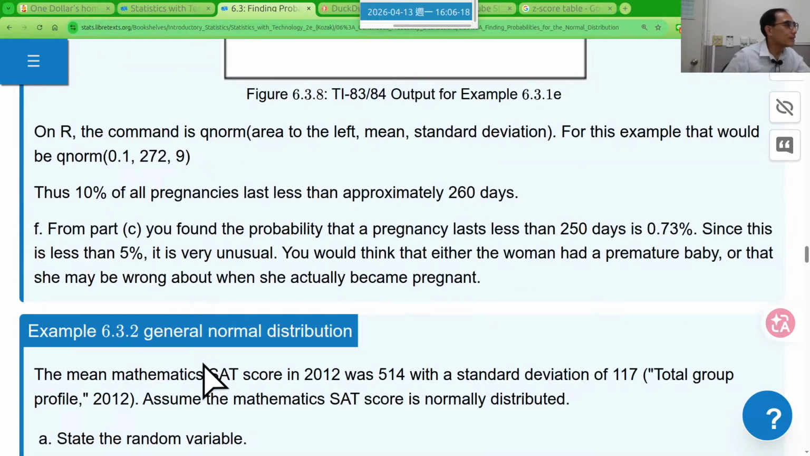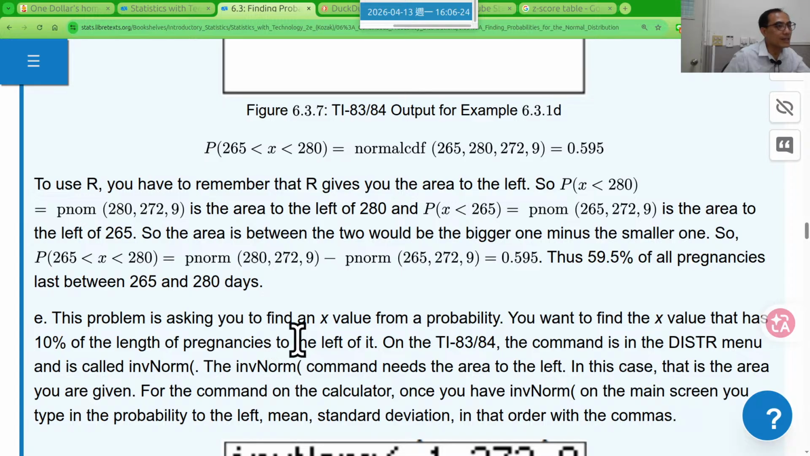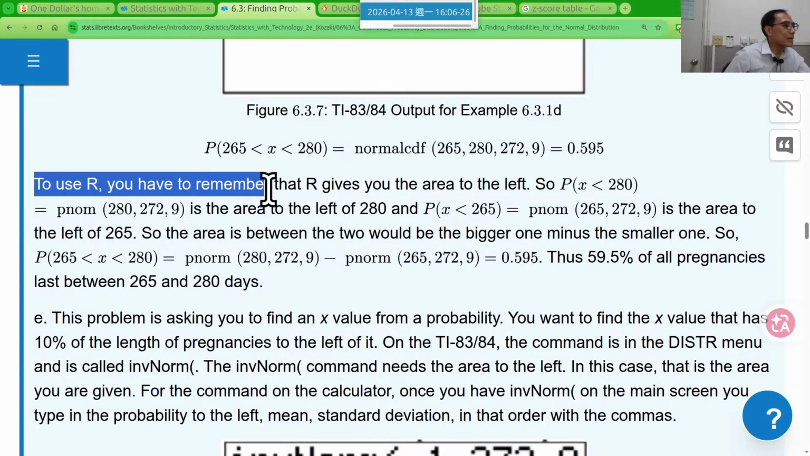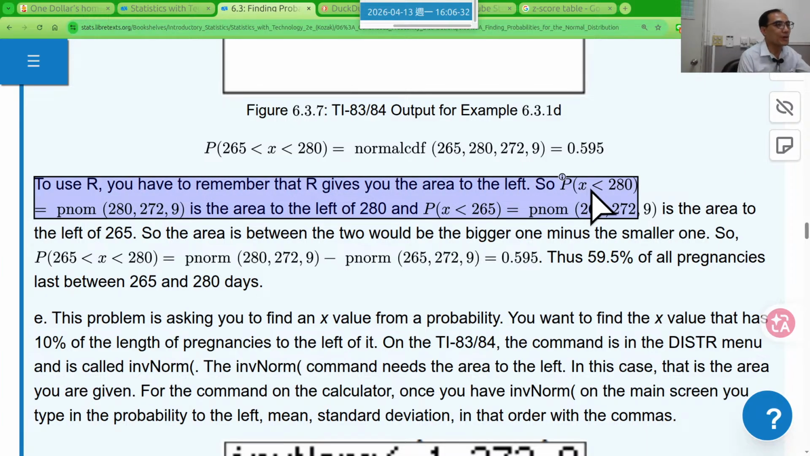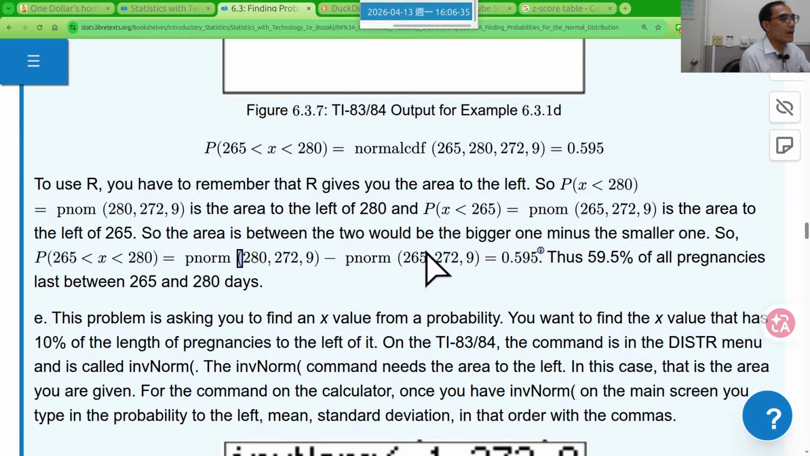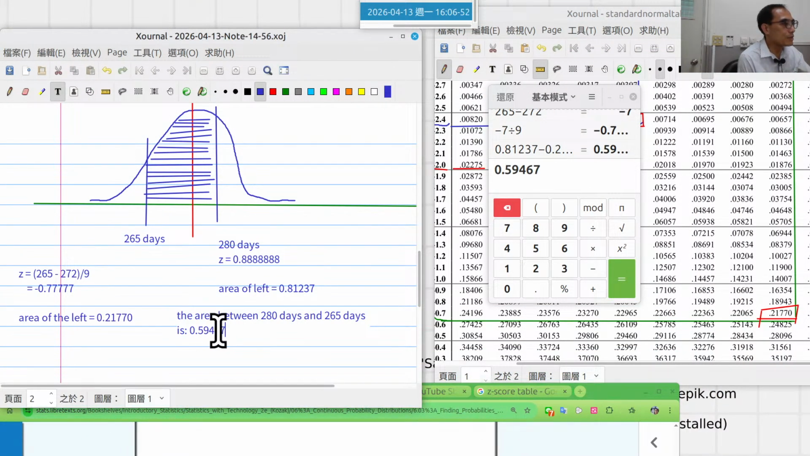Question number D is here. Okay. To use R, you can do it like this one and find the probability when X is smaller than 280 and the probability smaller than 265. Then we can use this area and got the answer 0.595. Yes, because rounding the fourth decimal up to the third decimal gives the same answer.